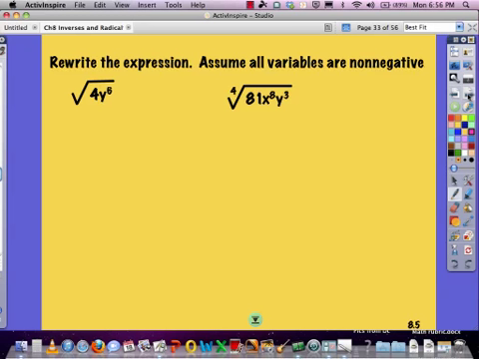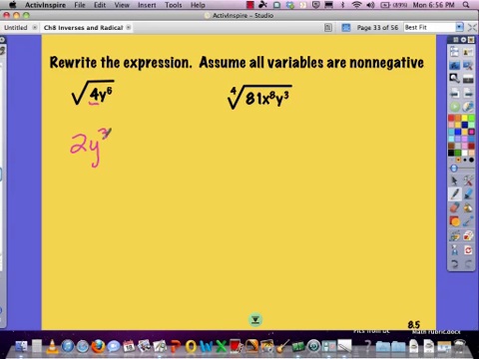Perfect combinations of 2. So first, what's the square root of 4? I'm hearing most of you say 2. And what is the square root of y to the 6th? Remember, how many groups of 2 can I take out of y to the 6th? And y to the 3rd is the correct answer.